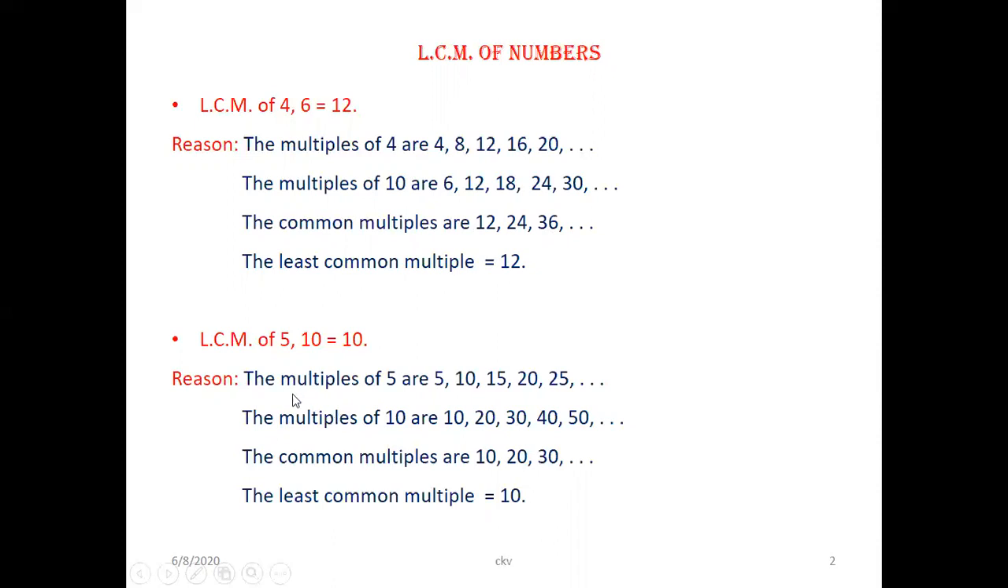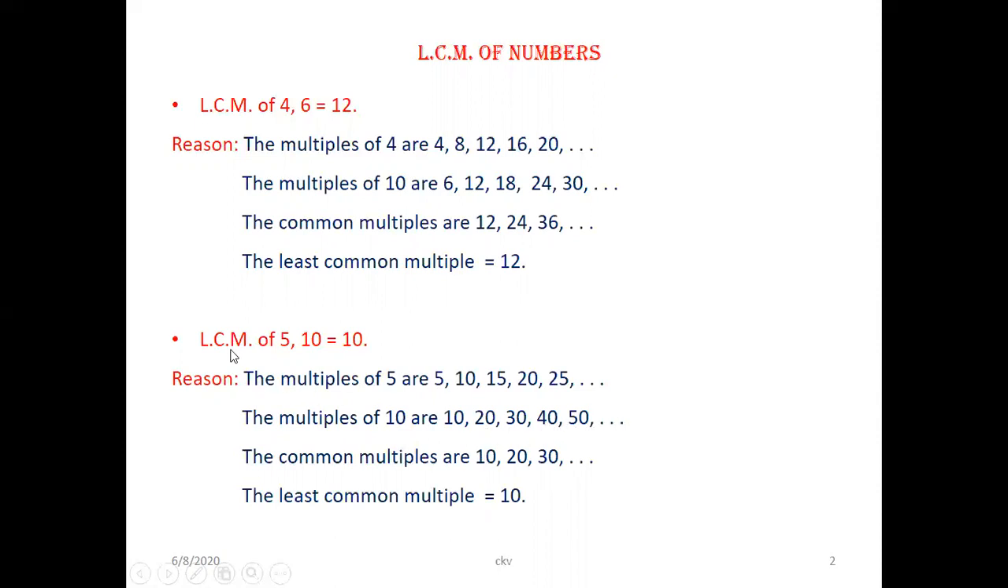Now you see the LCM of 5 and 10. First, you write the multiples of 5. These are all multiples of 5: 5 1s, 5 2s, 5 3s, 5 4s, 5 5s. So, infinitely many are there. And multiples of 10, 10 table: 10 1s, 10 2s, 10 3s, like 10, 20, 30, 40, 50. These are all multiples of 10.